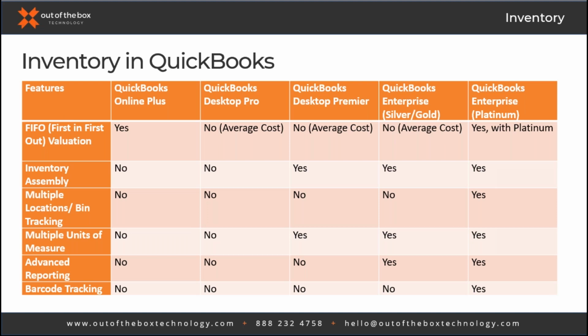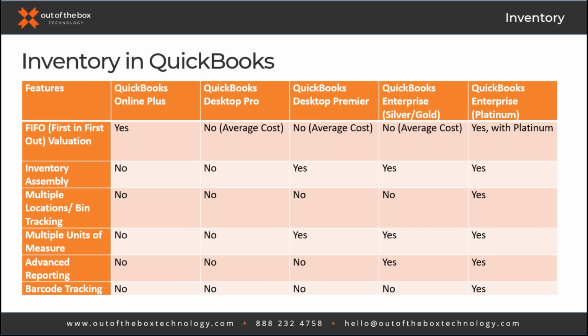QuickBooks Online Plus and QuickBooks Enterprise Platinum can track inventory using the FIFO method. This is the first in, first out method that considers the first units purchased to be the first units sold and will adjust your assets and costs of goods sold accordingly whenever sales of inventory items are entered.